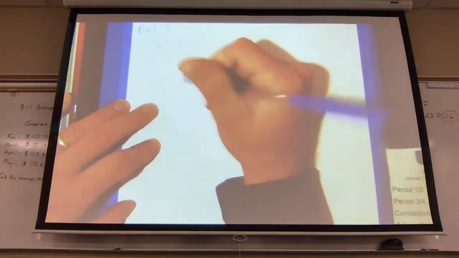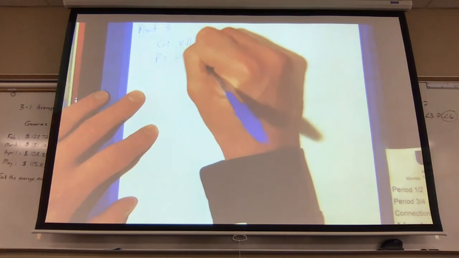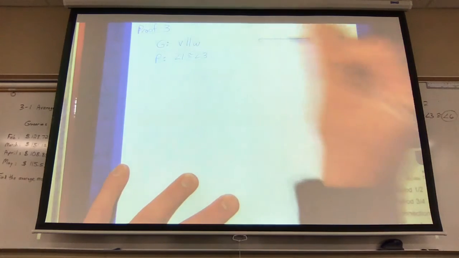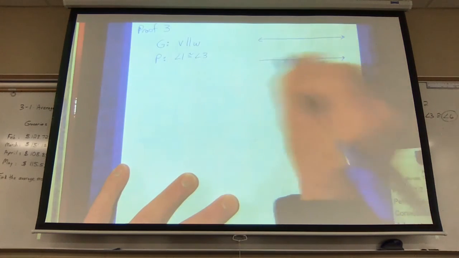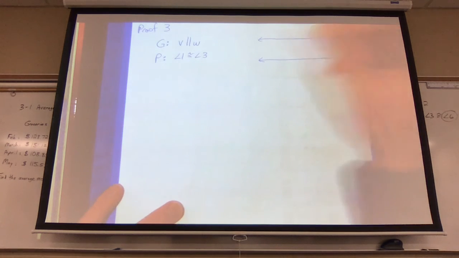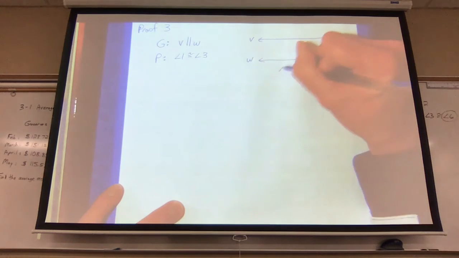Given that B is parallel to W, we're going to prove that angle 1 is congruent to angle 3. There's B and W, our 2 lines. Here's our transversal.